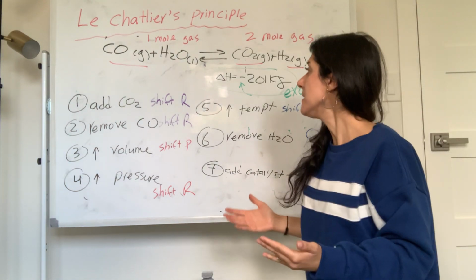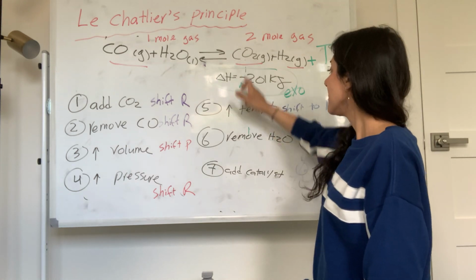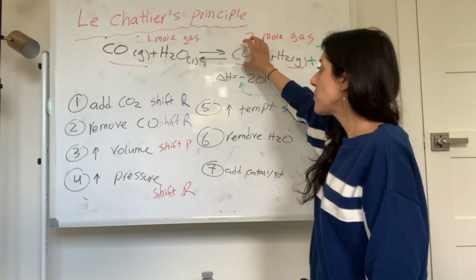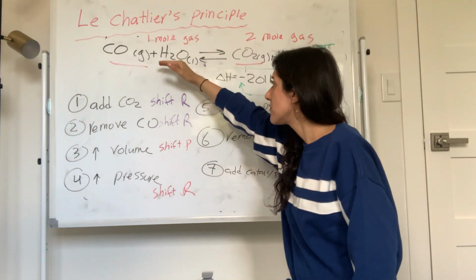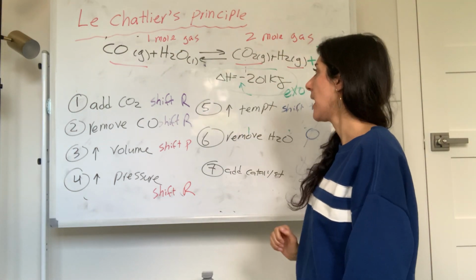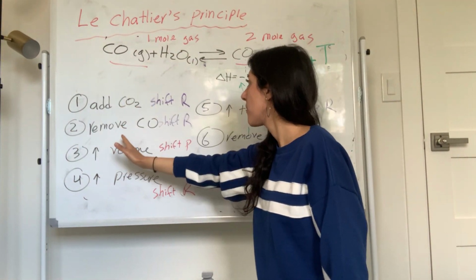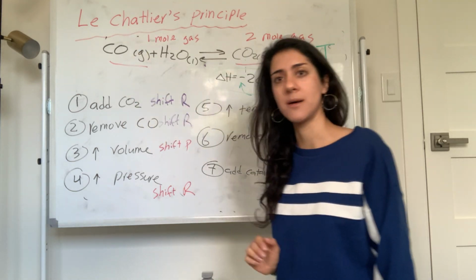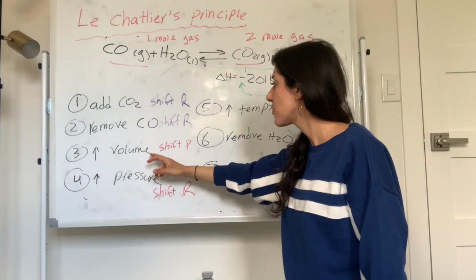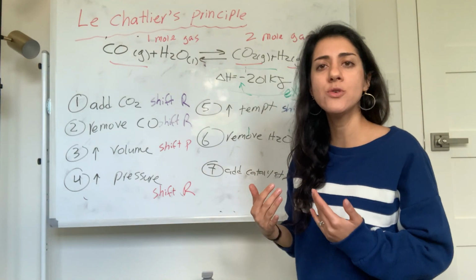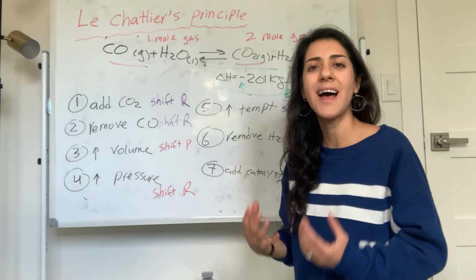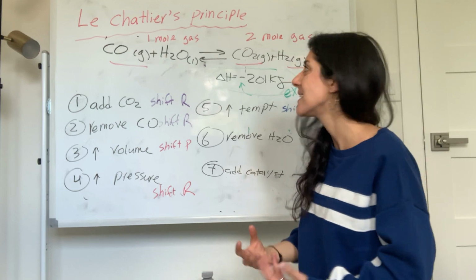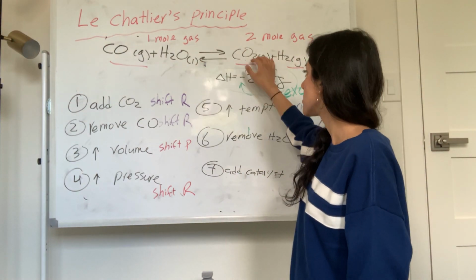So in this case, I added CO2. If you add, now you have too much, you will have to shift to the reactant to consume that. If I remove carbon monoxide, now I don't have this, I will have to shift this to make some. Okay, now if you increase the volume, it's going to shift to the side that has higher number of moles of gas. You have 2, I have 1, so you shift it this way.